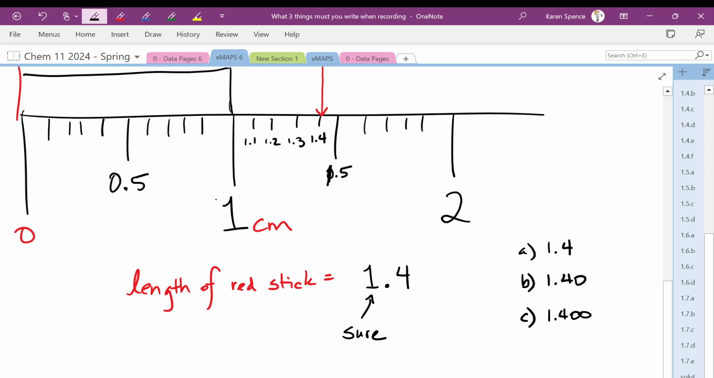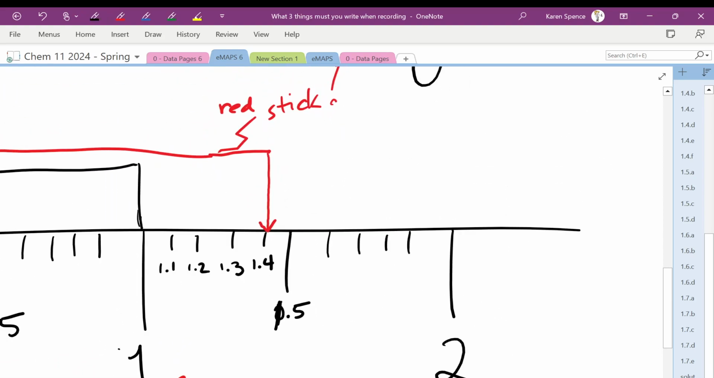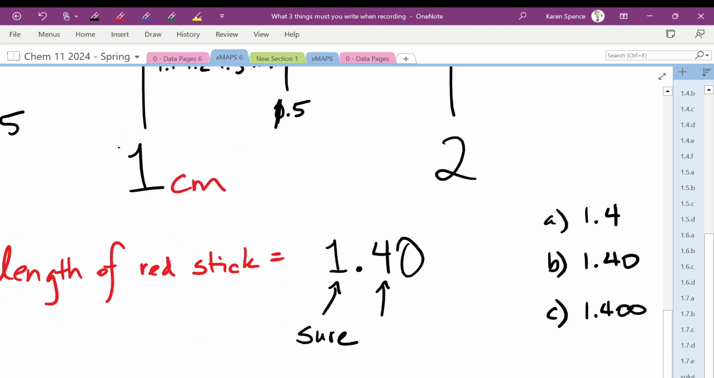That is indeed correct. Because are we unsure about the 4 or are we sure about the 4? We're sure about the 4. Nobody's going to be like, oh yeah, I think it's 1.5. Does anybody think it's 1.5? No. Anybody think it's 1.3? No. So we're sure it's 1.4.